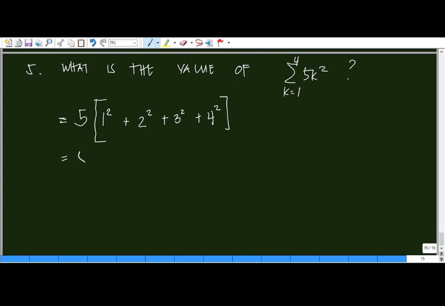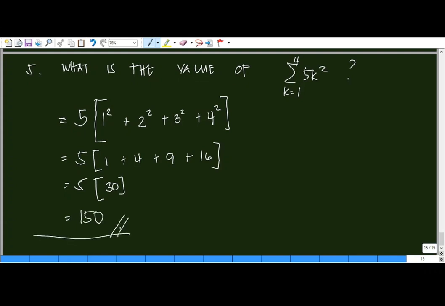So, that is equal to 5 times 1 plus 4 plus 9 plus 16. Tama? And that is equal to 5 times 30, since 1 plus 4 plus 9 plus 16 is 30. So 30 times 5 is equal now to 150. Therefore, the value of the sigma notation is equal to 150.